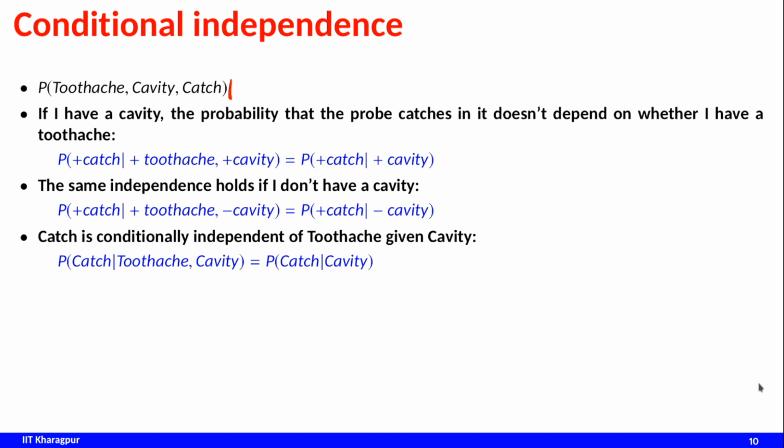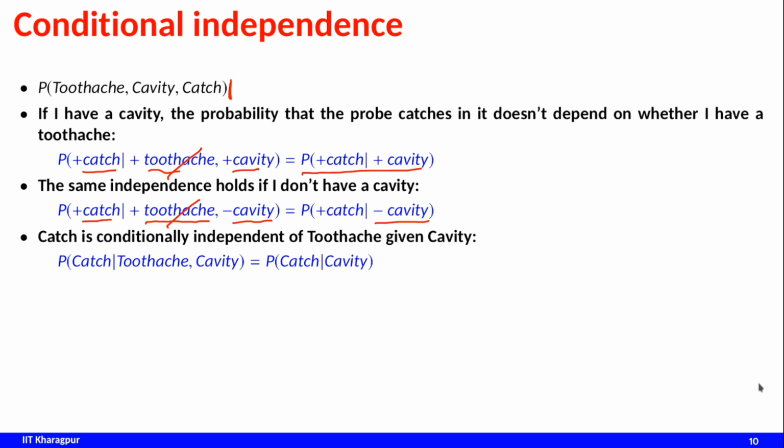So what we can say is, if catch means the probe gets stuck in the cavity given the toothache and cavity, then definitely I can say it is independent of toothache. So I can say probability of catch given cavity. And looking at the other way, if there is an event catch and I don't have a cavity, then definitely in this scenario it will not depend on toothache. So the probability of having catch given toothache and no cavity depends only on the no cavity, so it is independent of toothache.